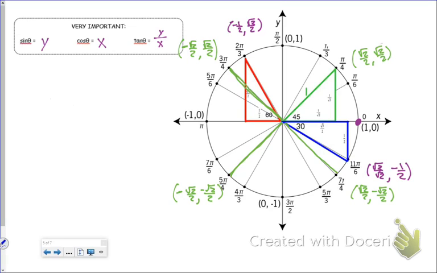That's why it's really important to be able to determine which quadrant it's in. Because if you know the quadrant, then all you need to figure out is if it's positive or negative for the x or the y.